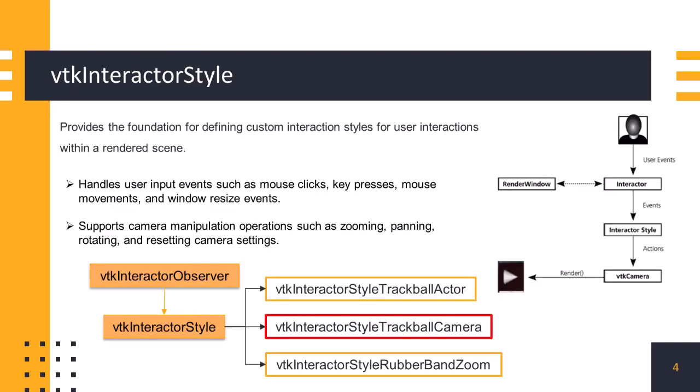Now, let us understand the VTK Interactor Style class. It is a class that defines the behavior of user interactions, such as mouse and keyboard events, within a rendering window. It is an abstract base class. We have to use derived classes such as the VTK Interactor Style Trackball Camera class to define how the camera behaves in response to mouse movements in the VTK window. It supports camera manipulation operations such as zooming, panning, rotating, and camera settings. We can also customize the behavior of an interactor style by subclassing it and overriding its methods, or add additional functionality in response to user events.